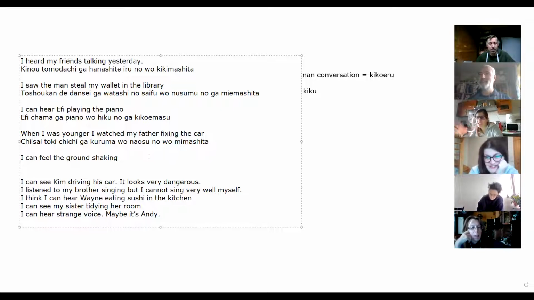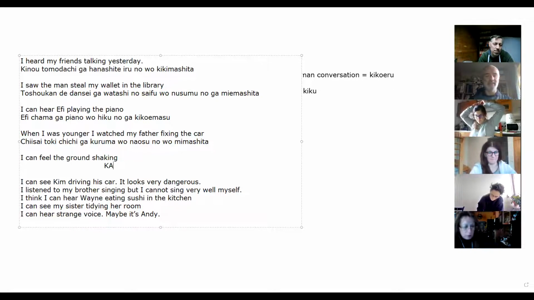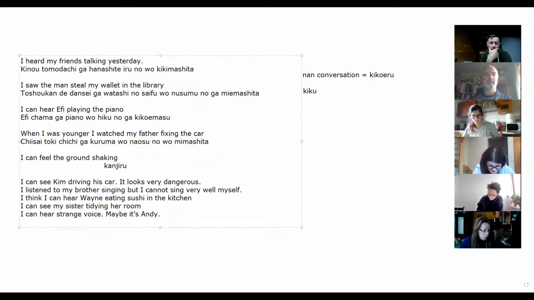The only thing I can... kanjiru koto ga dekimasu. Okay, well this is pretty good, but this isn't the nominalization I want though. So I can feel. What was the verb you used? Kanjiru. So we can put that in at the end. Kanjiru koto ga dekimasu. No, the potential. It's the ground shaking that I want nominalized.